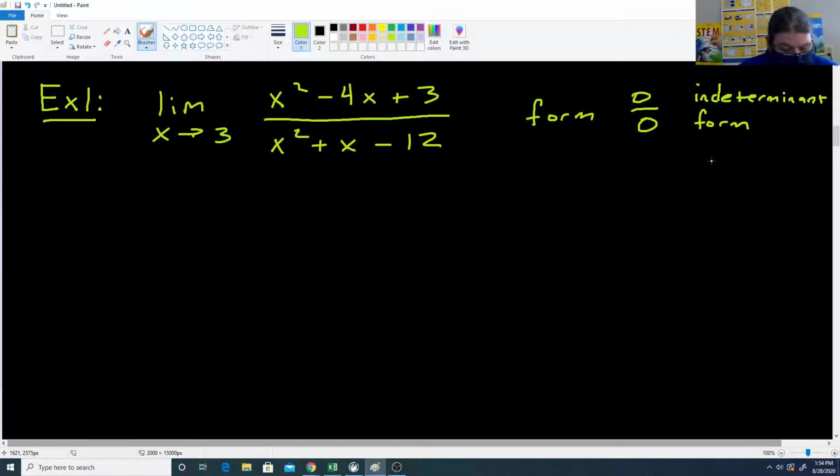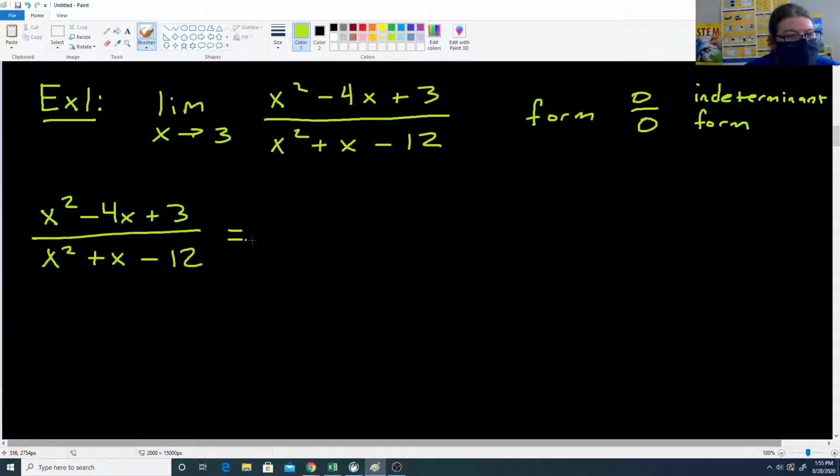So we're going to try to factor this and then cancel out stuff and see what we end up with. So we're going to say, all right, x squared minus 4x plus 3, all that over x squared plus x minus 12. The top is going to factor, and the bottom hopefully factors. If it doesn't factor, I guess we'll use the quadratic formula.